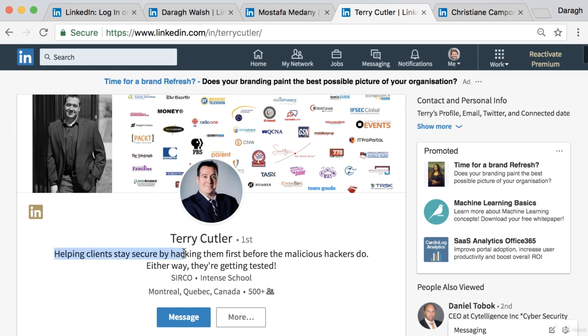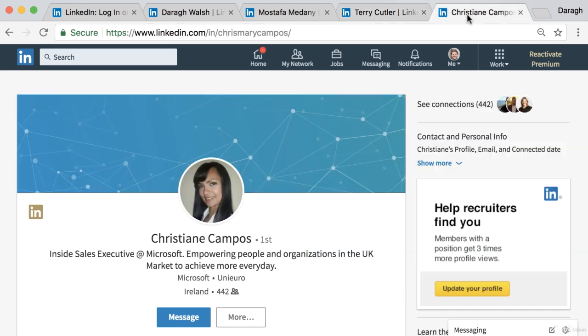So, helping clients stay secure by hacking them first before malicious hackers do. So that is a great value proposition as well. He's helping clients stay secure by hacking them first before malicious hackers do. So that's a great reason to get in touch with him or to connect with him or to hire him, because he can help you stay secure before the bad guys do. So nice value proposition. Let's have a look at another example here.